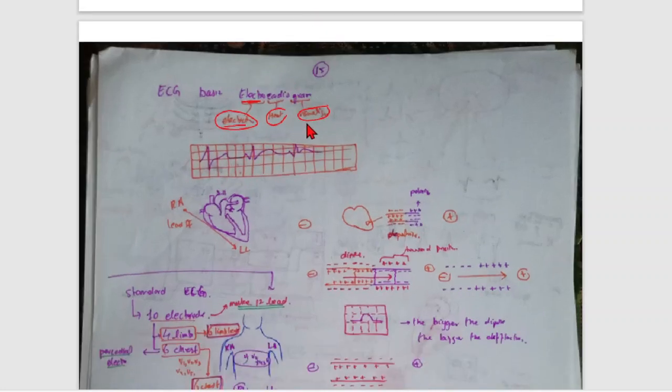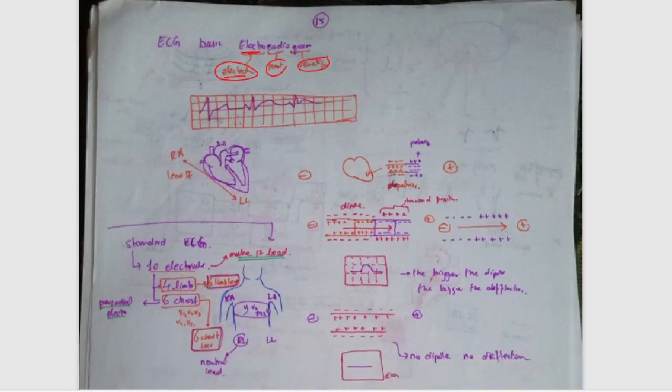So now we will talk about the ECG, electrocardiography. Electrocardiogram: electro means electricity, electric conduction. By using electricity, we visualize the heart, to see what is present in the heart and what is going on in the heart.